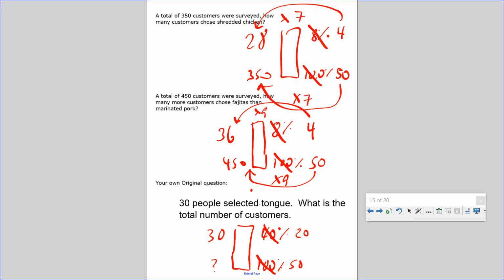Can 20 go into 30? No. Let's simplify this again. I'm going to divide by 10. Whoops. Oh, no, let's do 10 and 25. Let's divide by 2. Can 10 go into 30 now? Yes, it can. What's the relationship from 10 to 30? Times 3. Times 3. So 75 customers were at the place, and out of those 75 customers, 30 would have selected tongue. So this is the relationship showing circle graph, part to part and part to whole.